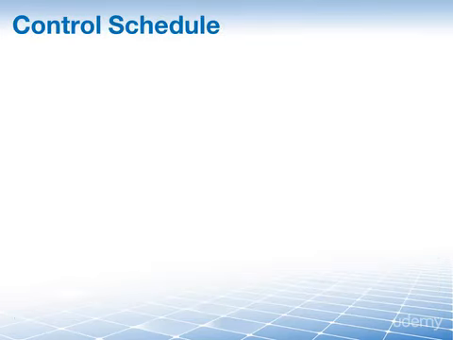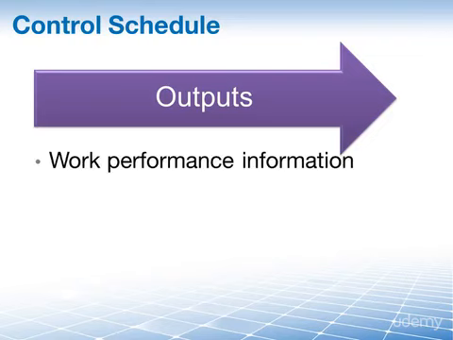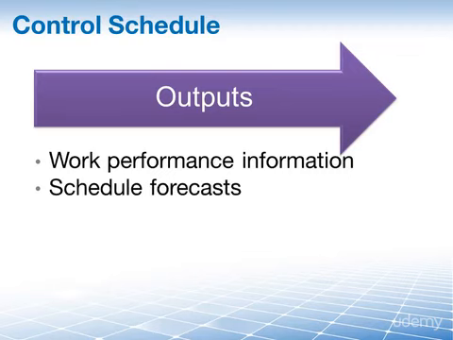So we had 6 inputs, and to these inputs we applied 7 tools and techniques. Some of these 7 tools and techniques actually have sub-tools and techniques, multiples that you can use on the same ones. And of course this creates quite a number of outputs. They are the work performance information, schedule forecasts, change requests, and then 3 updates.